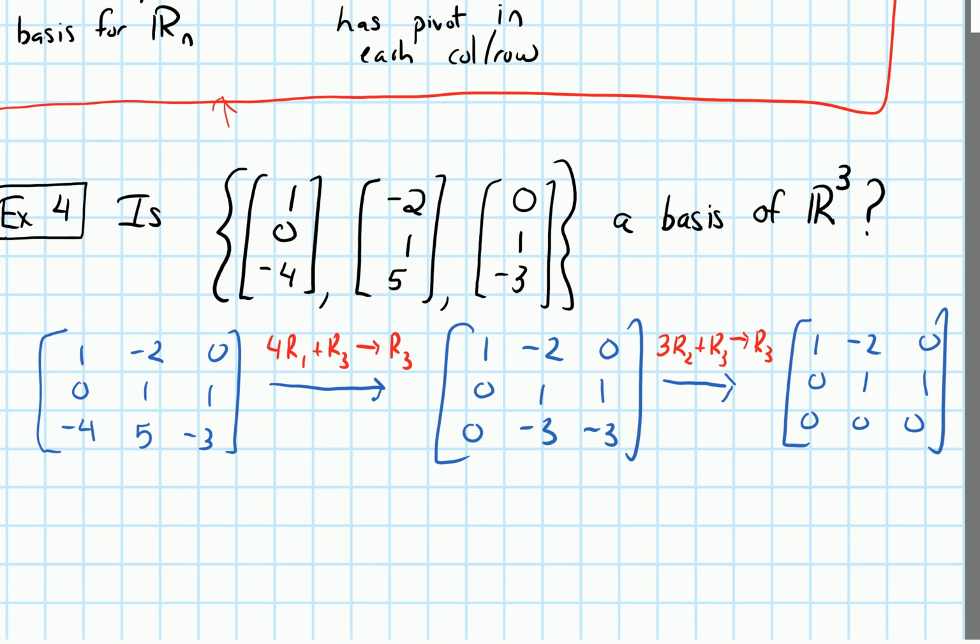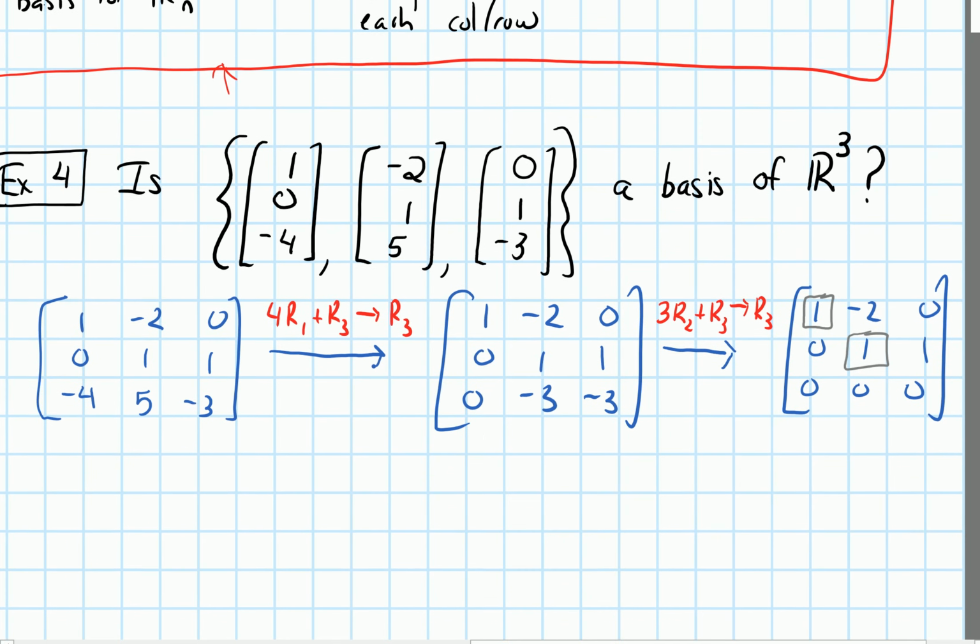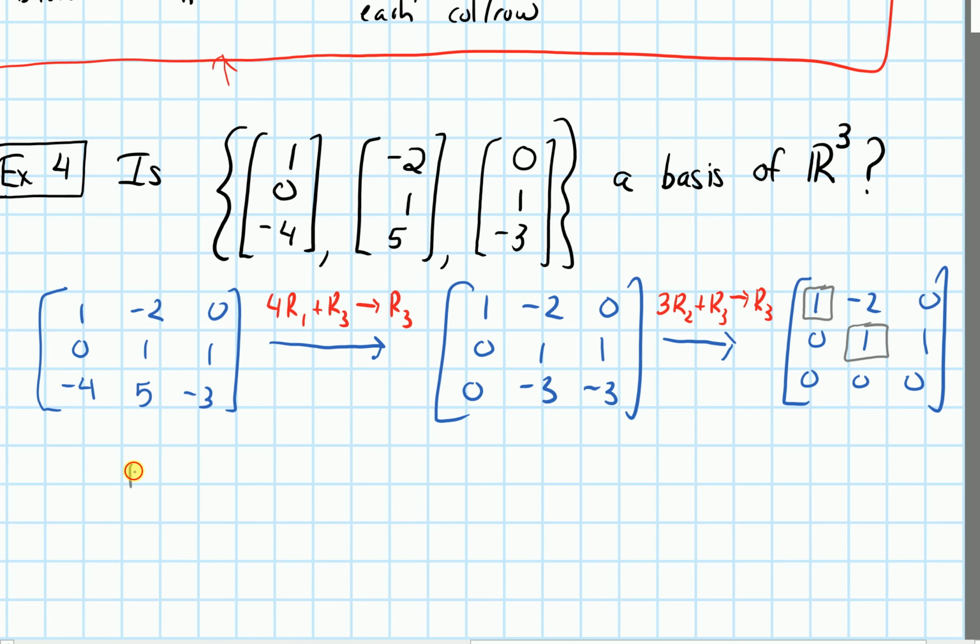Okay, so now we know what the pivots are. It's this one in the first row, and this one in the next row. Because not all the columns and not all the rows have pivots, that means that our vectors here are not a basis. So the vectors are not a basis for R3.